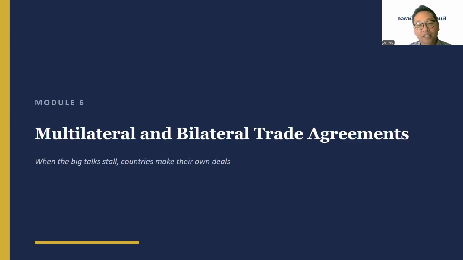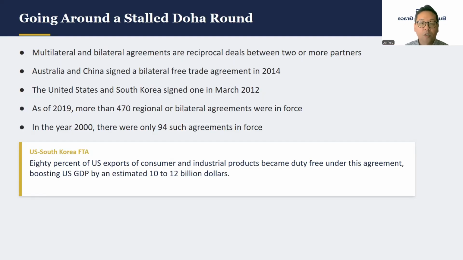This is one of the clearest examples in the whole chapter of how business and government adapt when a bigger plan gets stuck. Because the Doha Round has been stuck for so long, many nations have pushed forward on their own. They sign multilateral or bilateral trade agreements instead. These are reciprocal agreements between two or more trading partners.